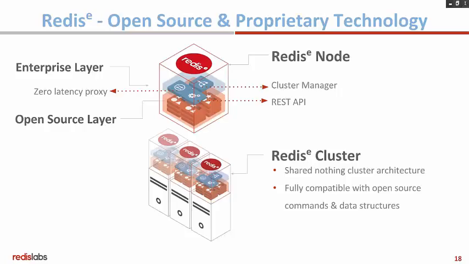With Redis Enterprise, we also introduced a shared nothing cluster architecture for deploying Redis, which, as I mentioned before, is fully compatible with the open source. So there is little to no difference in your code. There are no changes that you have to make if you're already using open source Redis to upgrade to Enterprise Redis.